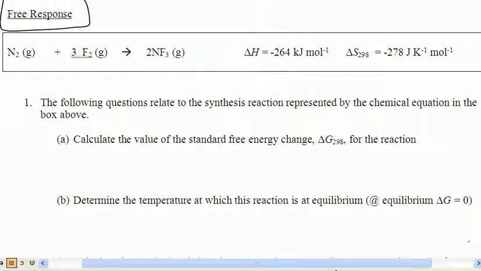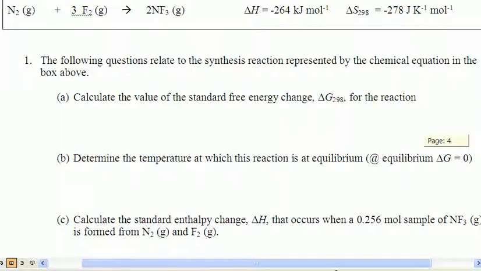Welcome back, everybody. We're going to go over the free response for the Unit 6 test on thermodynamics. This first question was taken directly off the Form A 2007 test. We're going to go through it.